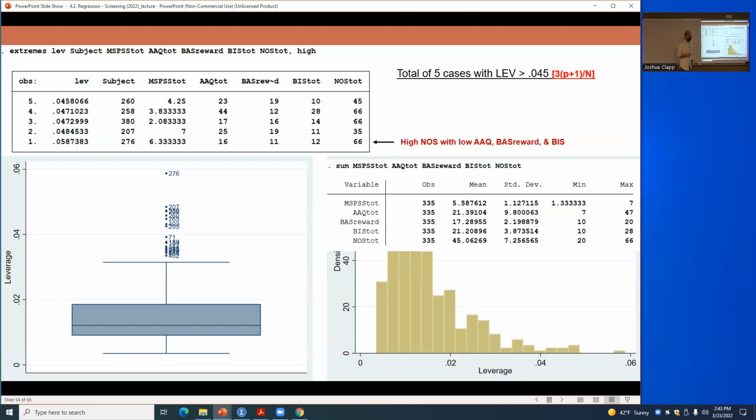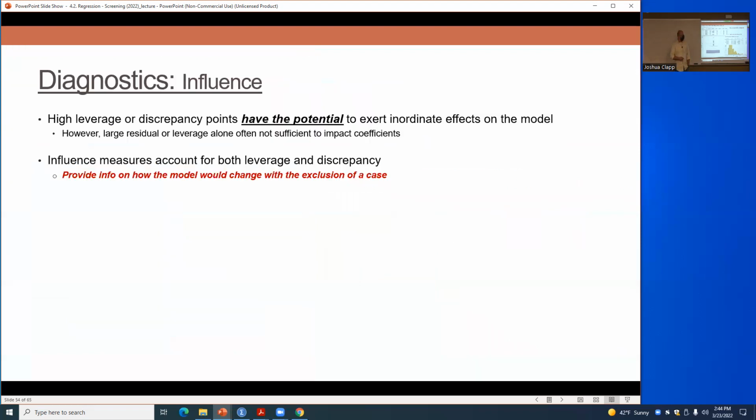All right, so we've got a case that's got a high NOS score with low AAQ, BAS reward and BIS. We're going to go through a procedure where we can actually test to see what are the cases that are coming up and causing this to be problematic. We'll walk through how we would do that in SPSS, but this is the general idea. We don't just want to identify multivariate outliers or large leverage values, we also need to dive into why this is weird. What's causing this to get flagged? All right, questions about the leverages?